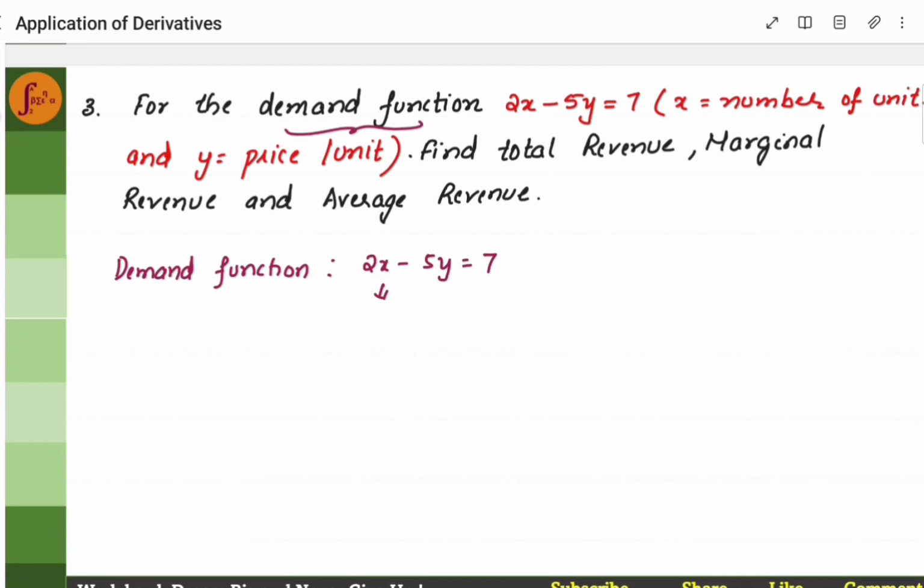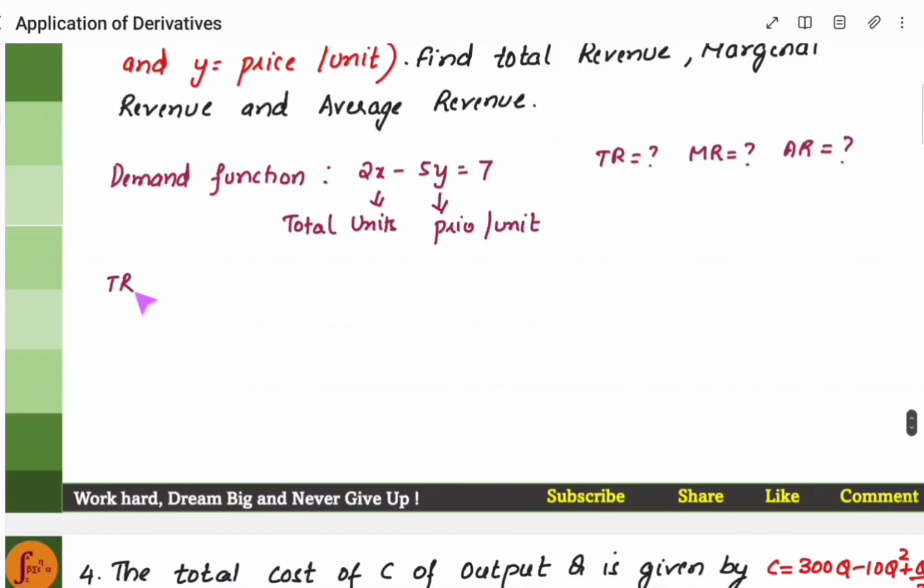X is equal to units and y is price per unit. This is total units. So what do we have to find? We have to find total revenue, marginal revenue, and average revenue. Total revenue is price into quantity.